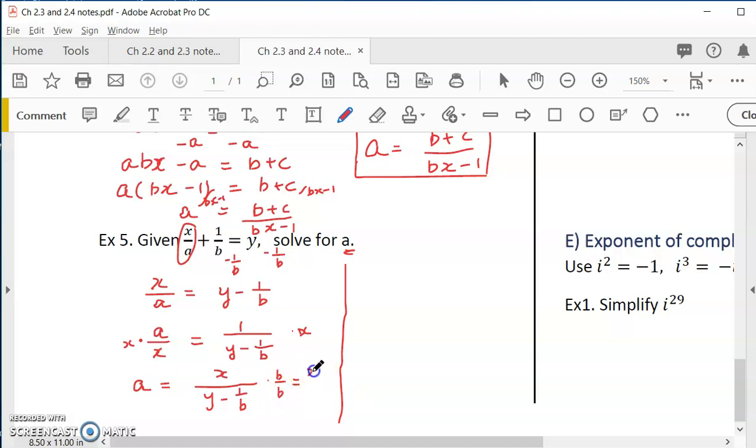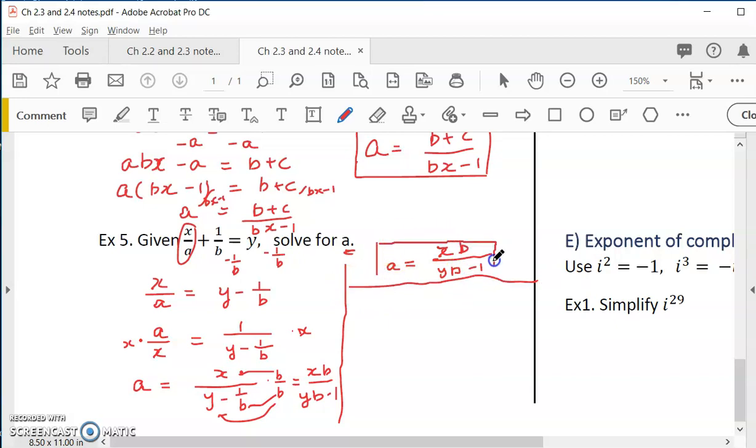So I would have xb over what? b times y, yb minus 1. You see how b times x, and b times 1 over b is 1. This is yb, x like that. So this is the answer. A is equal to xb over yb minus 1. So this is the first method to solve this.